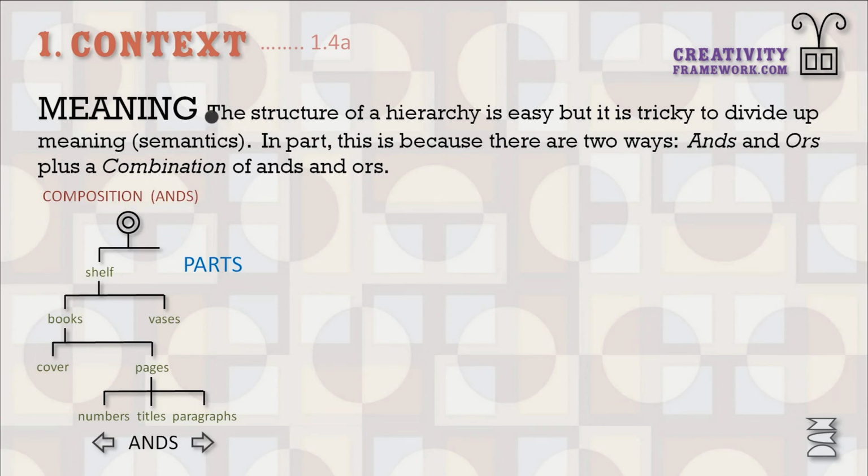All right. So the meaning, the structure of a hierarchy is pretty easy. That was pretty easy to follow. But it's tricky to divide up the meaning or semantics, in part because there's 2 ways, ands and ors, plus a combination of ands and ors. Okay, so the first one's called composition. It's physical, it's real. The shelf has books and vases. Those are real things that are there. Books are made up of a cover and a page. So it's the parts, the composition of something. Pages have numbers, titles, and paragraphs. So we say pages have these things. Those are properties of pages. Okay, and those are ands: numbers and titles and paragraphs. So that's the first one.